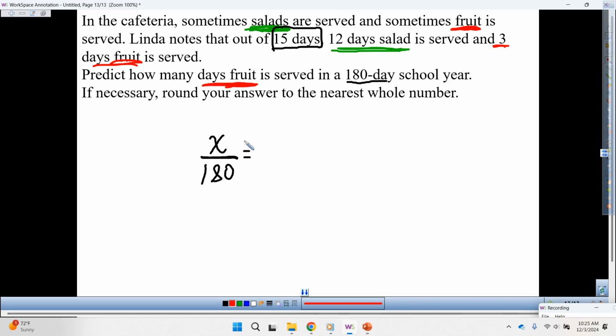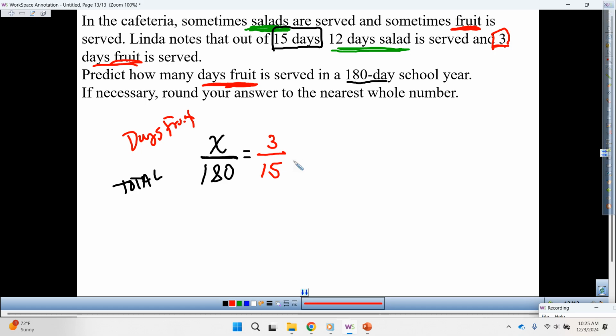Days fruit is served. So that means the top is days for fruit, and the bottom is the total days. All right. However, let's go back to what they give us over here. Out of 15 days, how many days did they serve fruit? 3 days. So I'm going to write over here a proportion. 3 days out of how many? 15.